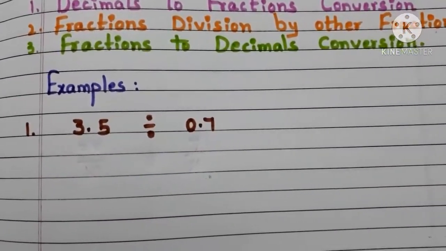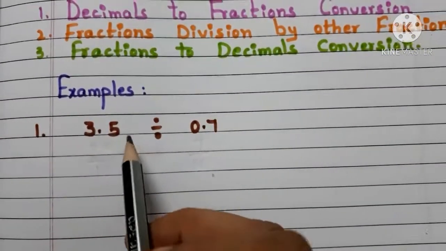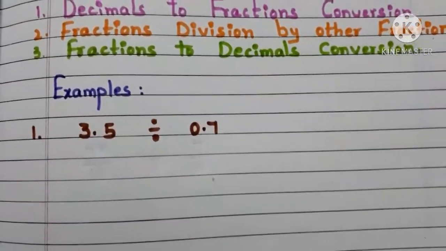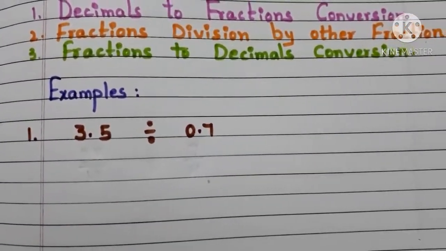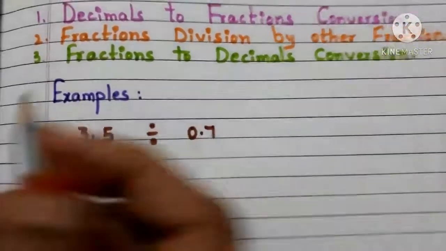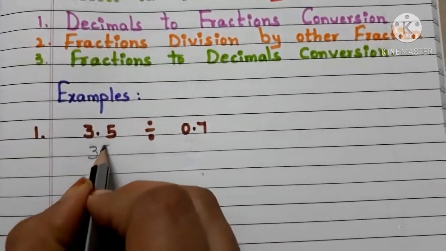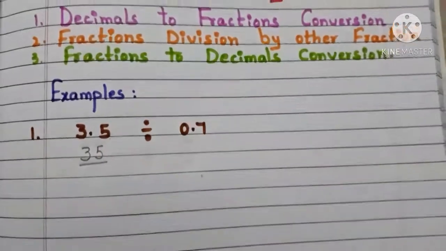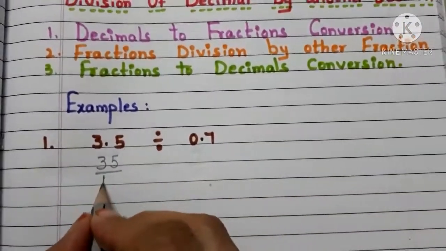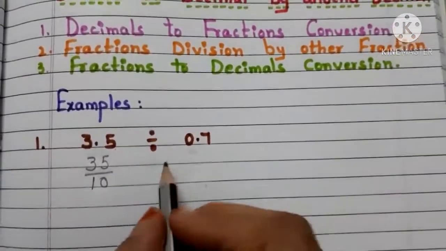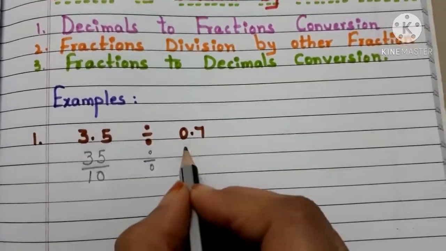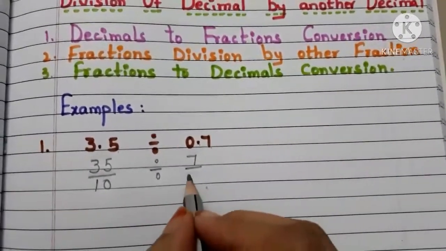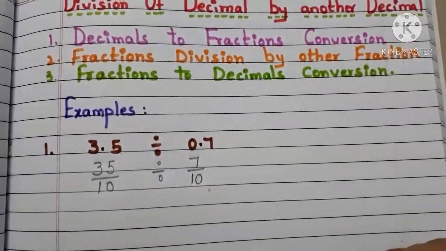Now let us see some examples. Here we have 3.5 divided by 0.7. First, we have to convert the given decimals into fractions. See, 35 by decimal point after how many digits are there? Only one digit is there, right? So, in the denominator, we need to write 10. Okay, divided by 7 by decimal after only one digit is there. So, we have to write 10 in the denominator.